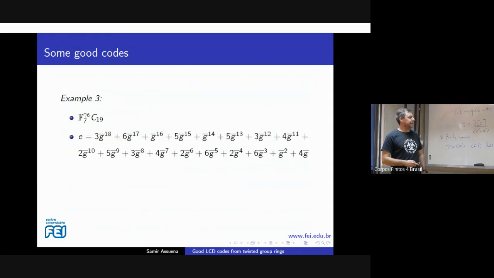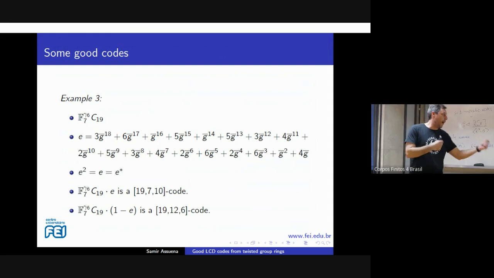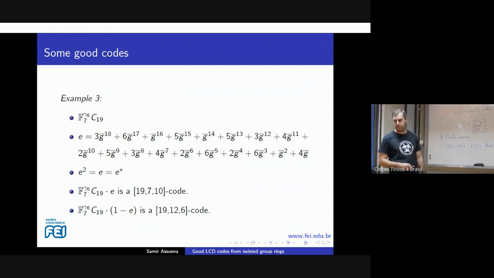Another field, with 7 elements. Again, we have another important case, and it's interesting because the code generated by this idempotent is a good code, and also the code generated by 1 minus the idempotent. This is the dual code of the previous one. And we have obtained two good codes here from the same twisted group object.